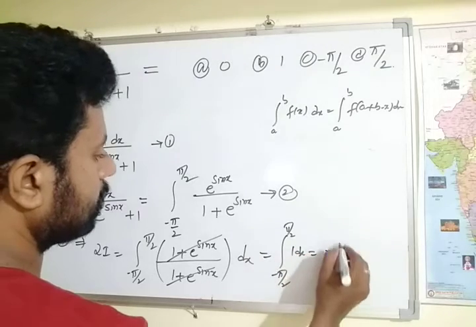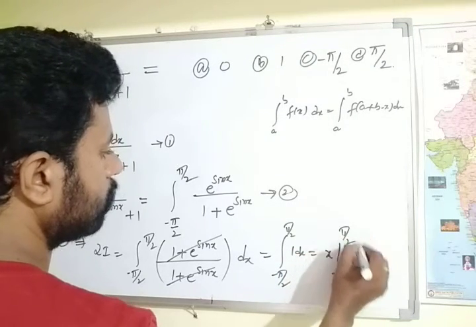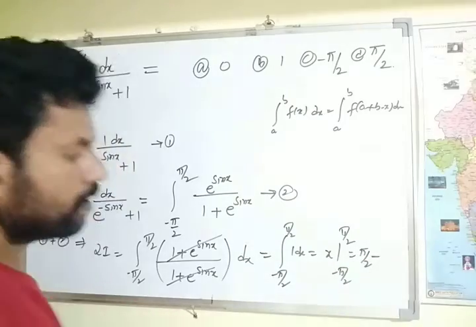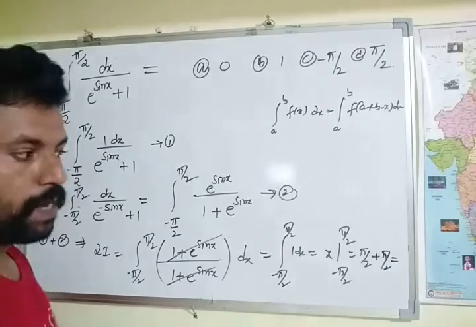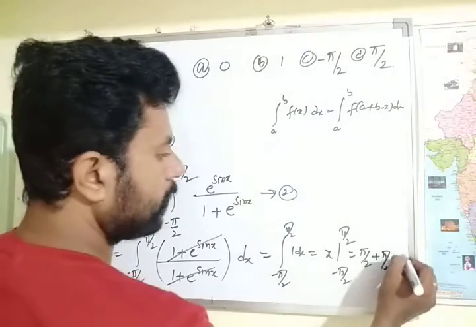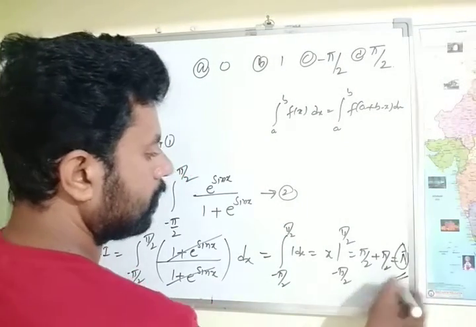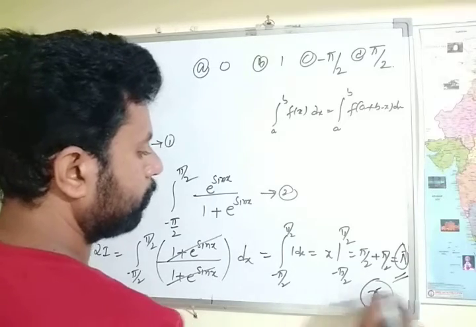Integral of 1 is x, from minus pi by 2 to pi by 2. Upper limit is pi by 2 minus of minus pi by 2. We get plus pi by 2. See, pi by 2 plus pi by 2, 2 pi by 2. 2 gets cancelled. We get pi. See, answer is pi.